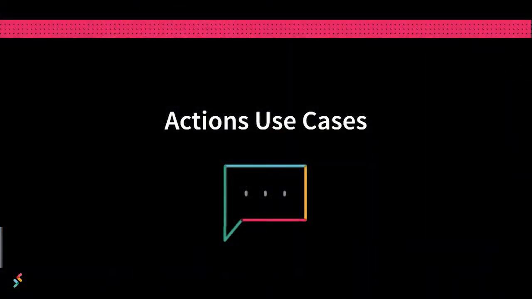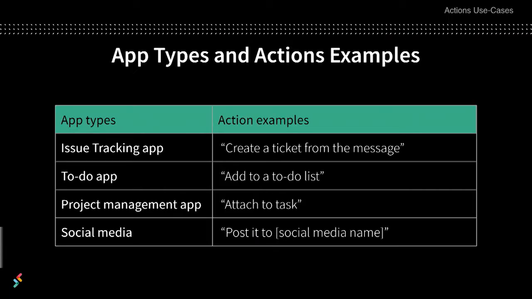So earlier, Brian mentioned actions. We got strategic partners who created apps already, but I'm going to show you some more use cases to give you some ideas of what you can do with your app. Let's say you have an issue tracking app, like a bug tracking app. You want to have an action, something like create a ticket from the message. Or it could be some sort of to-do app, something that creates a list, so add to the to-do list. And a project management app, like attach to task.